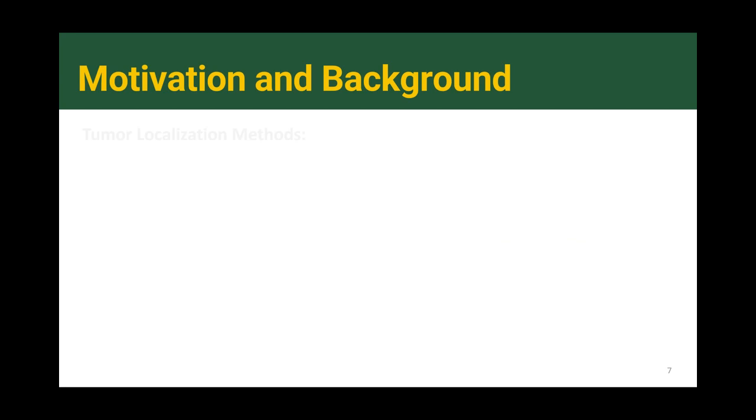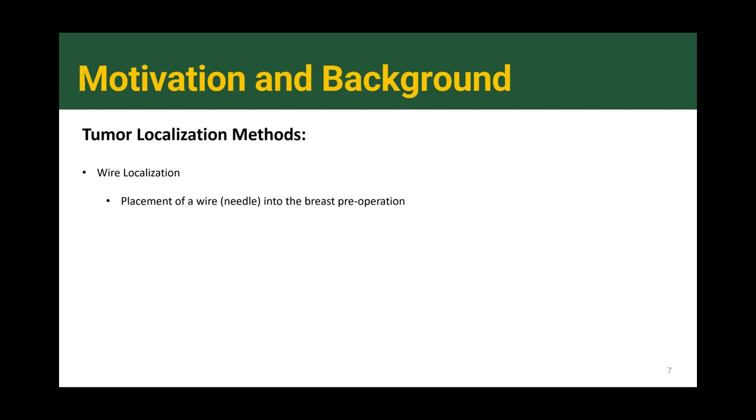And this is leading to the current localization methods, which is either wire localization, where a needle is placed into the breast preoperatively, so before the operation itself. And you can see in the image here that the breast is compressed and the needle is placed so that the end point of the needle is sitting at the position of the tumor. And this may need to be done a day before the surgery, and the patient will need to have this needle sticking out of the body, which is definitely not a convenient option.